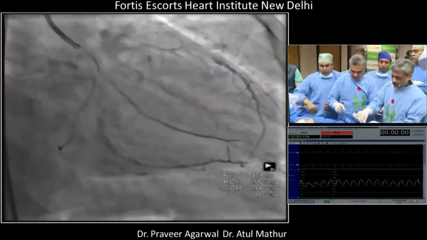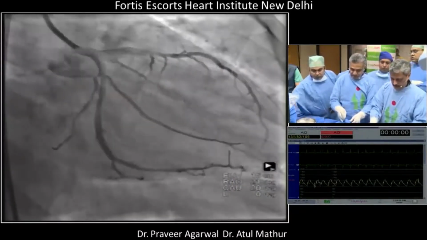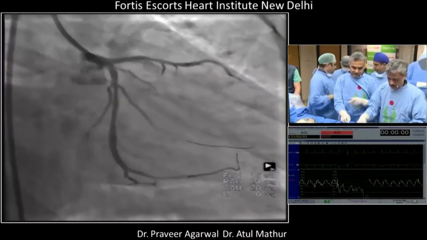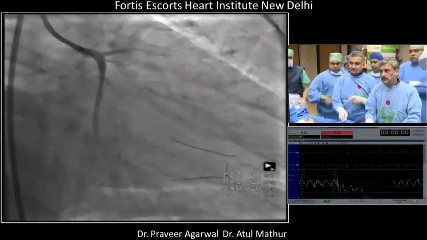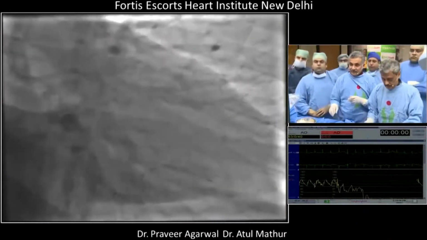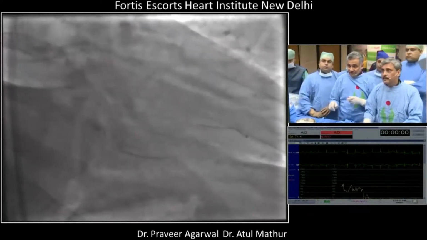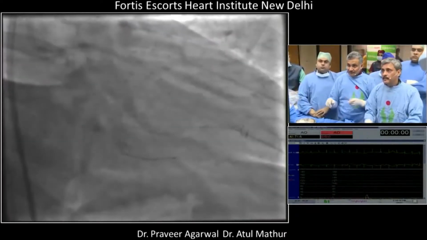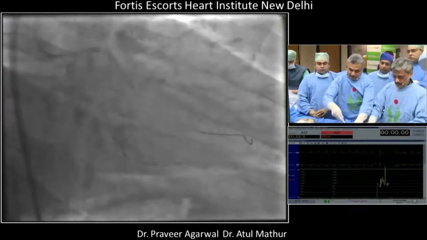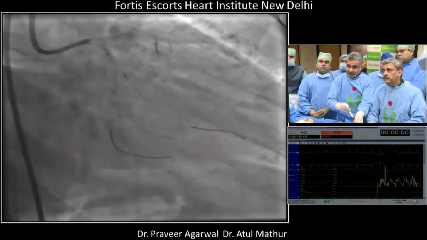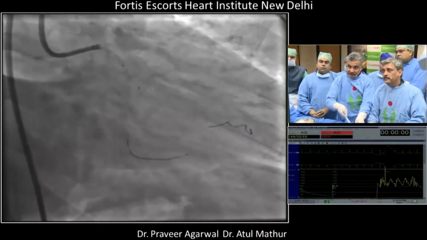Let us just dilate it a bit more. And if you notice, when the balloon was inflating in the OM, it was taking the shape of the plaque. So that was telling us it's a really hard one to crack. Okay. Yeah, go up. Go up.